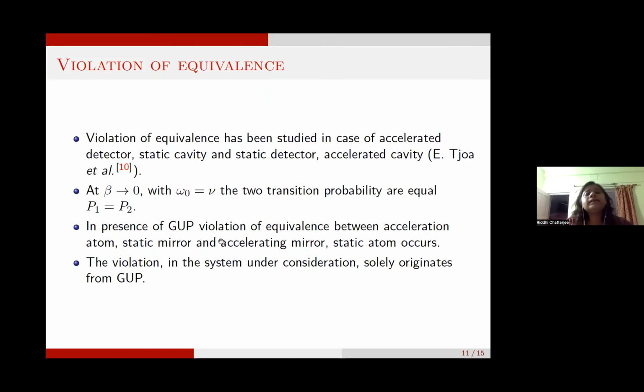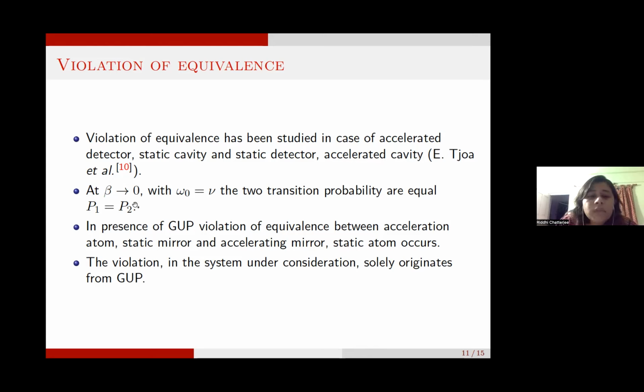Now we will discuss the significance of our result in the context of the equivalence principle. Now the equivalence principle has been studied in the context of quantum electrodynamical systems, that is here, this is the paper. A static detector and moving cavity, and moving detector and static cavity. In our case, it is moving mirror static cavity and static mirror moving cavity. Moving mirror static detector and static mirror moving detector.